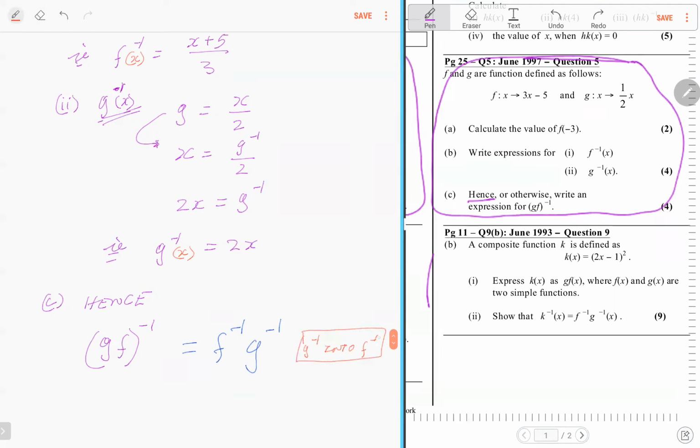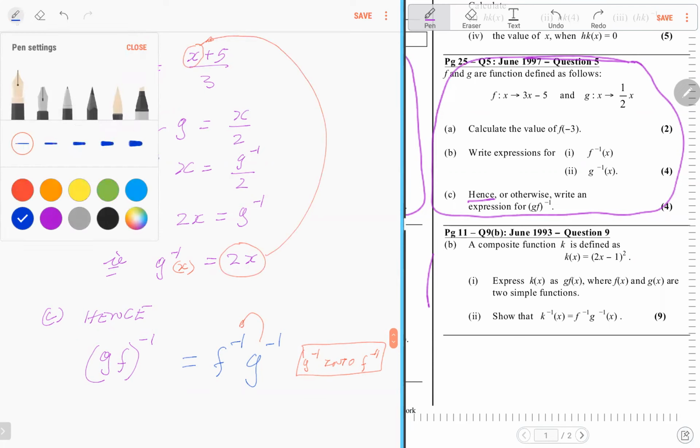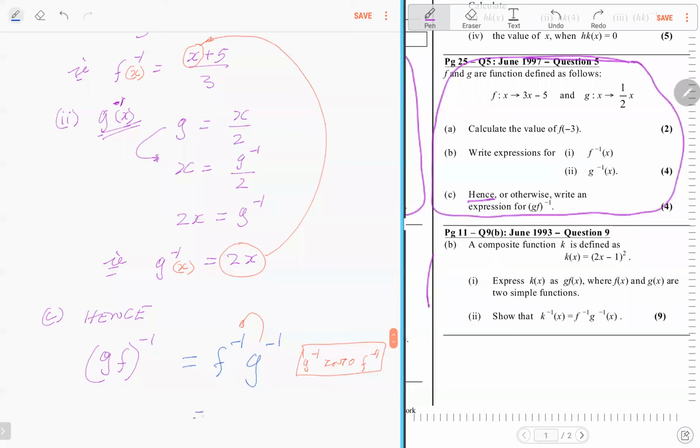That's what we're going to do. It means this one into this one. All right? And we'll just work it. It means that we'll put in this one into this one right there. G to the minus 1 into f to the minus 1. The result of that is going to be 2x where the x is x plus 5 divided by 3. And that is the answer.